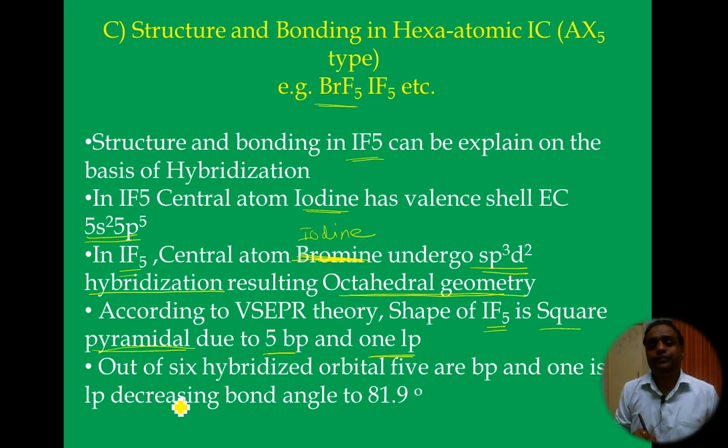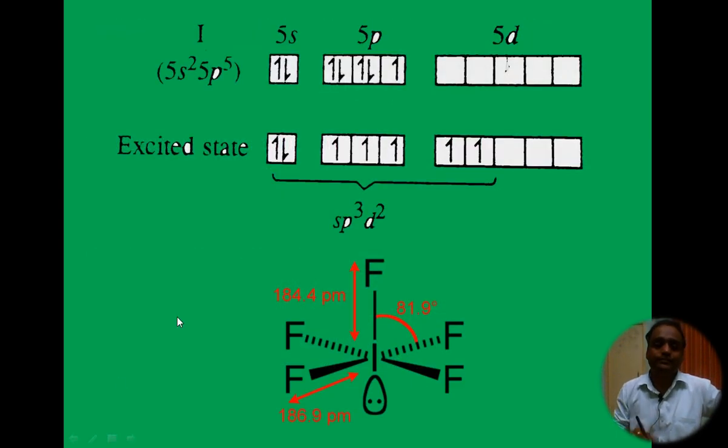And also the bond angle is 81.9. Instead of a bond angle of 90, it shows 81.9. So it decreases, and this decrease in bond angle is due to bond pair, lone pair repulsion. That we are going to see in the next slide.